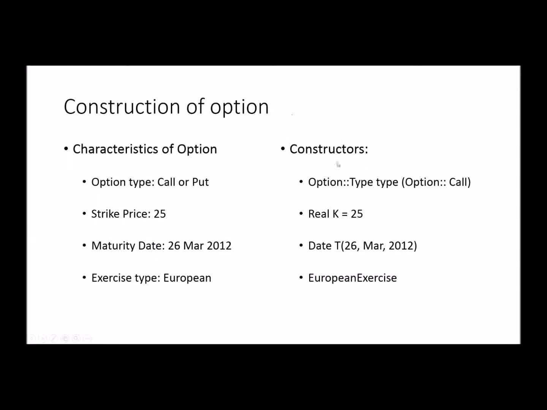So here are the constructors of an option. It has the 4 characteristics that we just talked about. And now we will try to build up this option in C++.